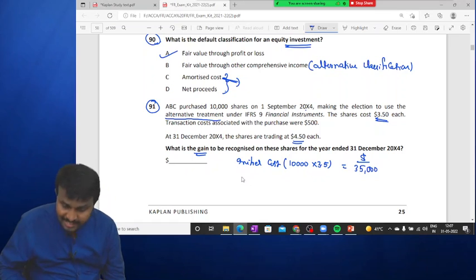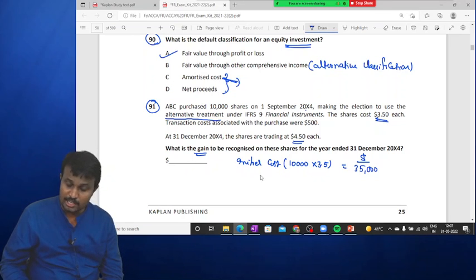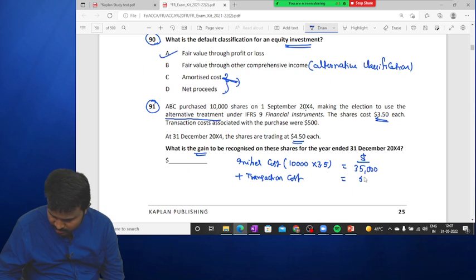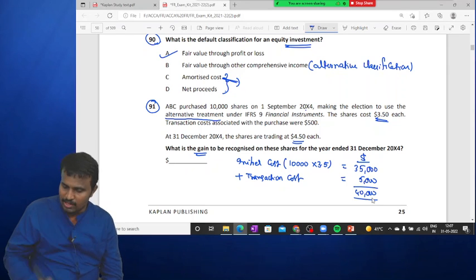Added, because we follow which approach? Here we are under which approach? Alternative approach. What is meant by alternative approach? Fair value through other comprehensive income. So transaction cost is how much? 500. What is the total? 35,500.